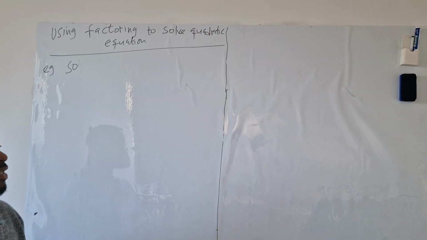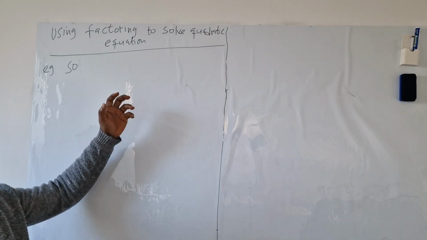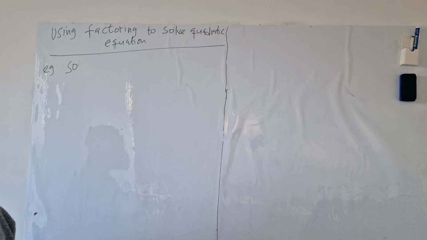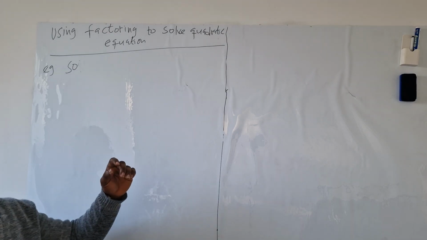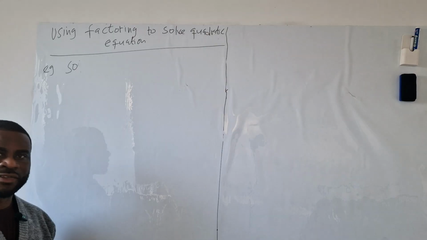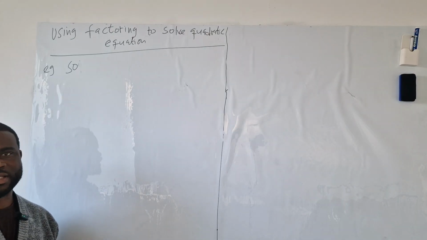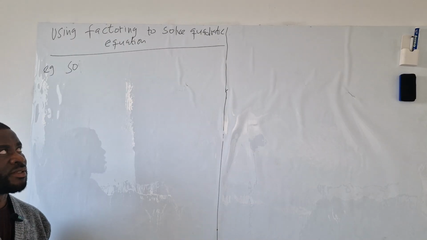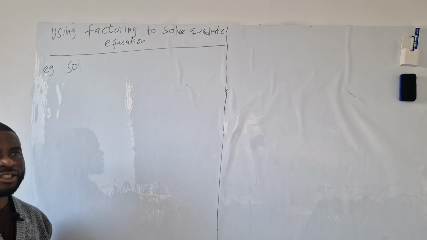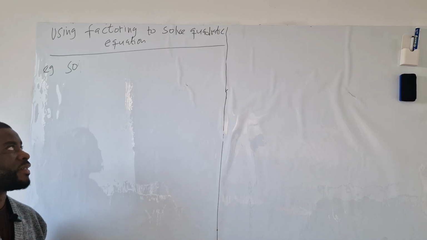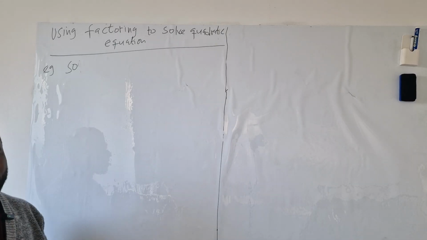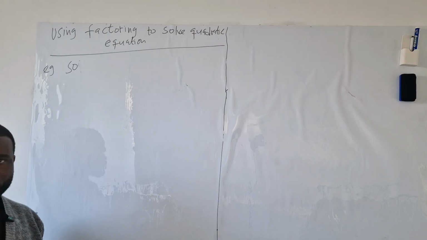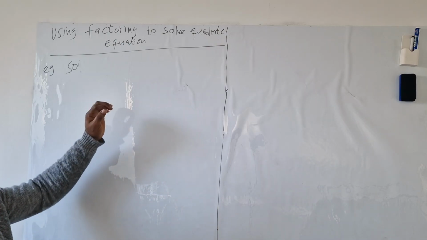Now today, what are we looking at? We are looking at how we can use the factoring method to solve quadratic equation. From our previous video, I did how we can use the quadratic formula as well as how we can use the completing the square method to solve quadratic equation. So if you have not seen that video yet, try and look for it. Good. But for today, we are looking at another method of solving quadratic equation, and that is the factoring method.